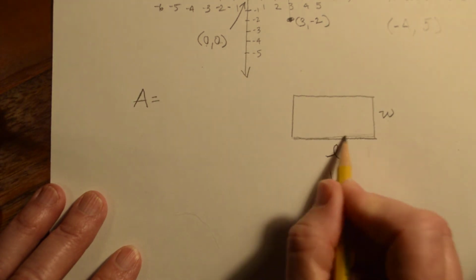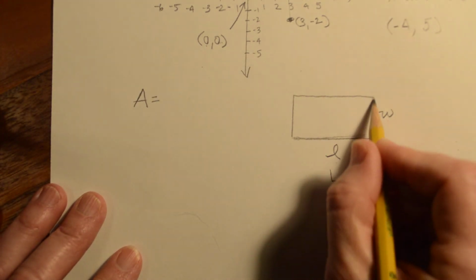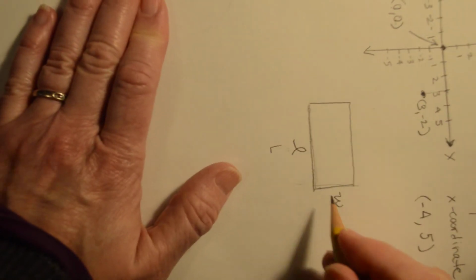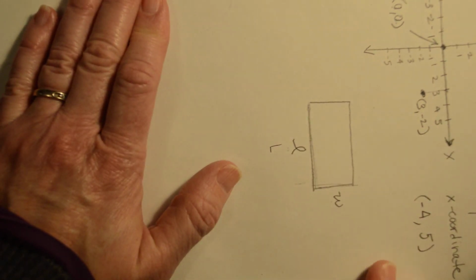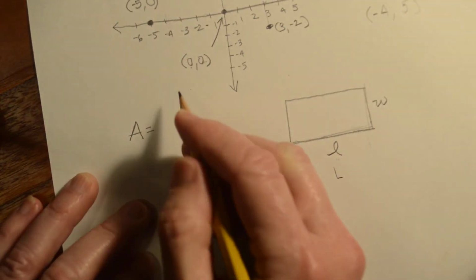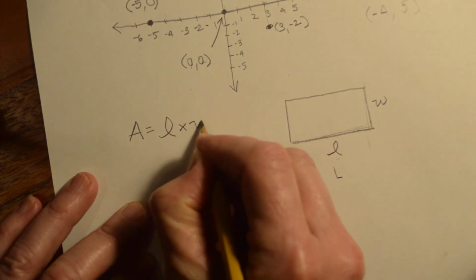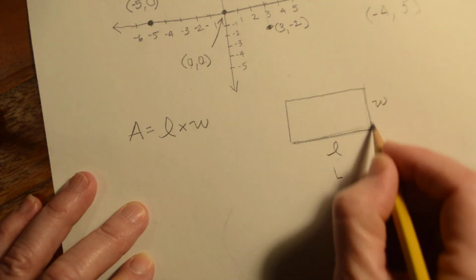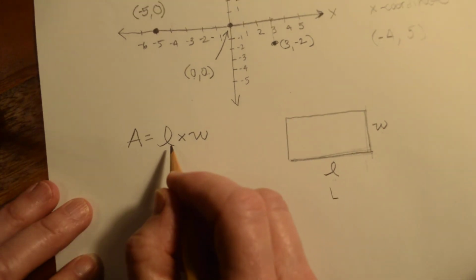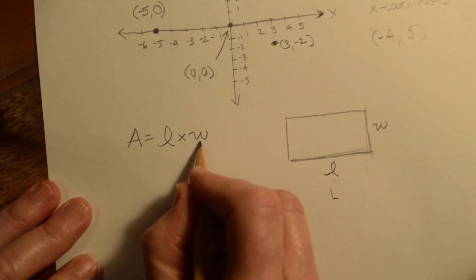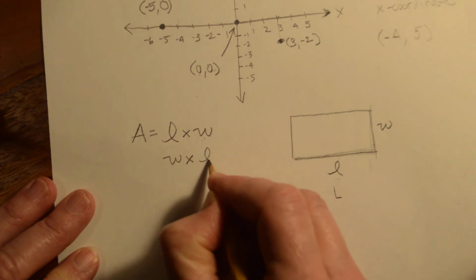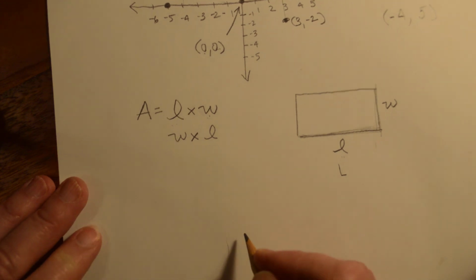So the length is usually the horizontal direction and the width is the vertical direction, but honestly, if you turned your paper like this, this would be the length and this would be the width. It really won't make a difference, right? So the formula for finding the area is length times width. Sometimes people call it base and height, but just remember you have to do one side times the other side. And again, we've talked about multiplication being commutative, meaning the order doesn't matter. So if you reverse them and did width times length, you'd get the same thing.